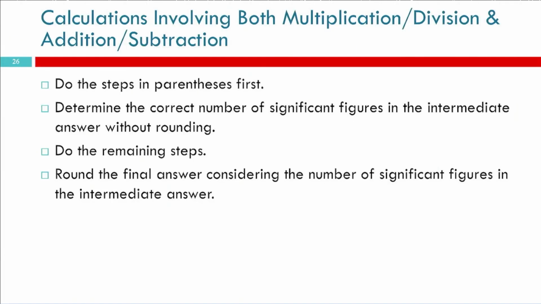Actually, I'm just going to say this one more time before we do the steps. It's order of operations. So you're going to do the steps in parentheses first, determine how many significant figures that is. You should write it next to it or something, circle it, put a little star next to it, smiley face, something. And then do the remaining steps, keeping those significant figures in mind, and determine your final answer based on that intermediate number of significant figures.